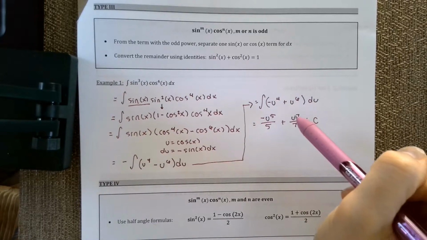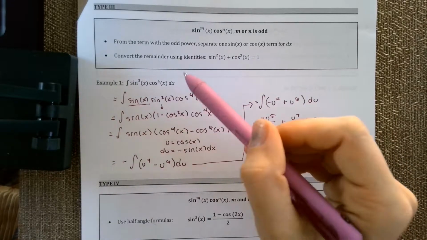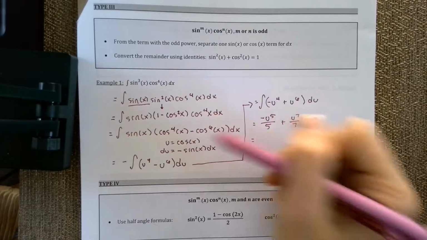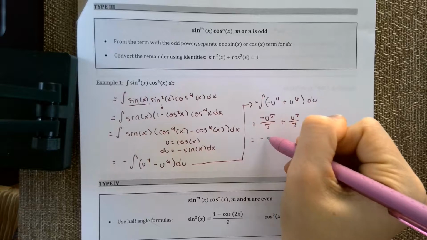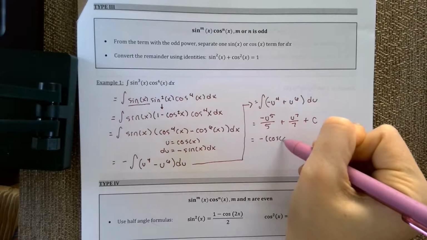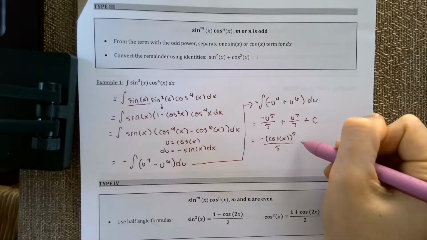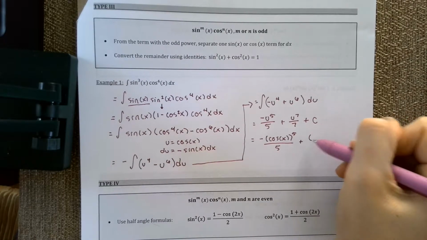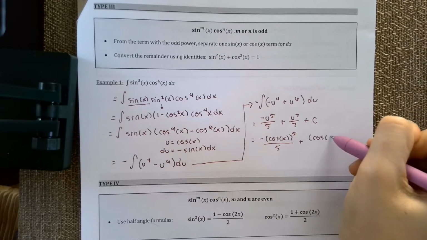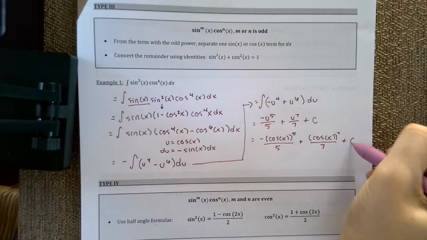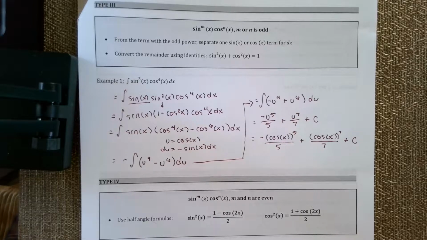We're not totally done yet because I need to go back to be in terms of x, so I've got to replace all of my u's. u is equal to cosine x here, so negative cosine of x to the 5th over 5, and I was very parenthetical there. You do not have to write it this way. Not sure why I decided this, but it is also equivalent.